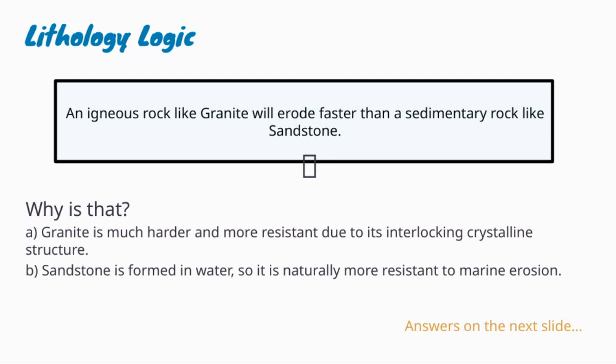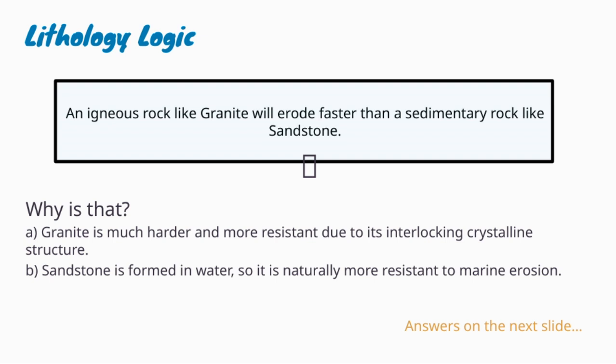The statement is false. Granite will not usually erode faster than sandstone. The correct explanation is, granite is much harder and more resistant because of its interlocking crystalline structure. This makes granite difficult for waves to break down. Sandstone can be resistant in some cases, but it is usually less resistant than granite and may be more affected by joints, bedding planes, and weathering.